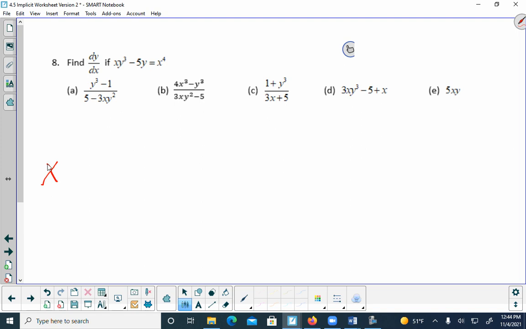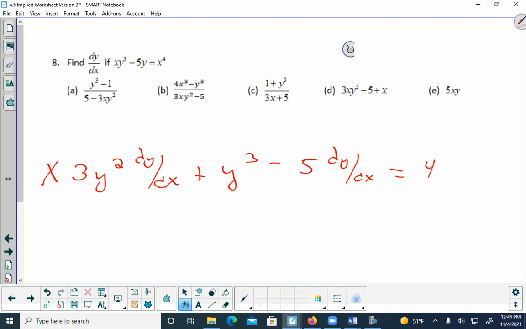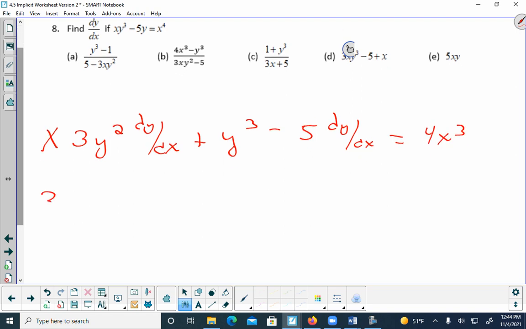The derivative of y to the third would be 3y squared dy/dx. Have to use the product rule, so then I'm going to add, take the derivative of x, which is just 1, so then I'll have 1 times y third. Minus the derivative of 5y will be 5 dy/dx, and then equals, and the derivative of x to the fourth will be 4x to the third. I'm going to rewrite this as 3xy squared.